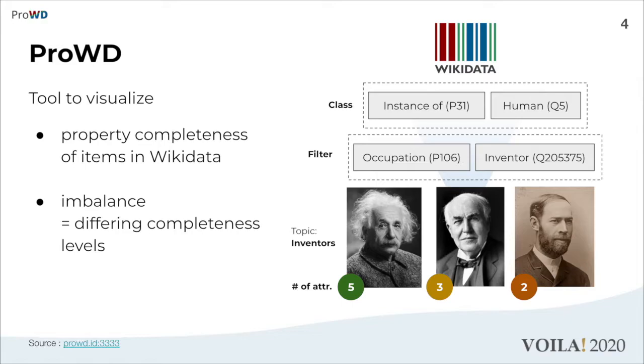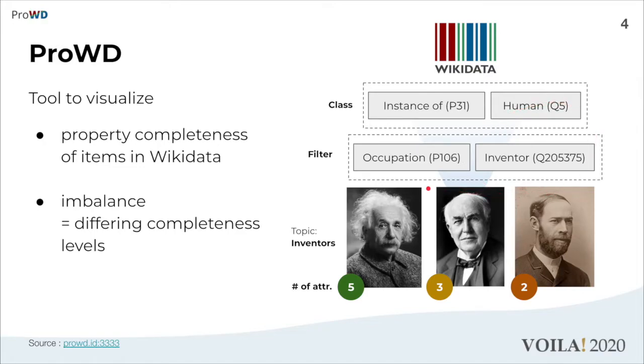So, PROUD is a tool created to visualize those imbalances in Wikidata. Imbalances here being the differing level of property completeness of the items in Wikidata. For example, if we want to look into the imbalance in inventors in Wikidata, then we can choose to visualize humans with the occupation of inventors.